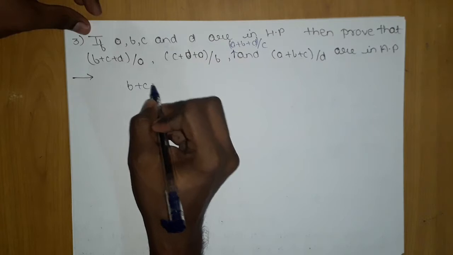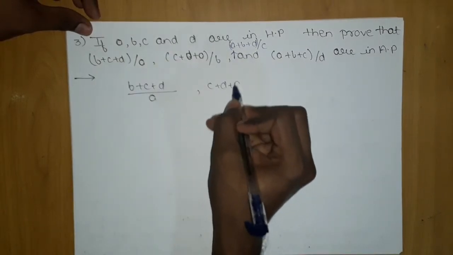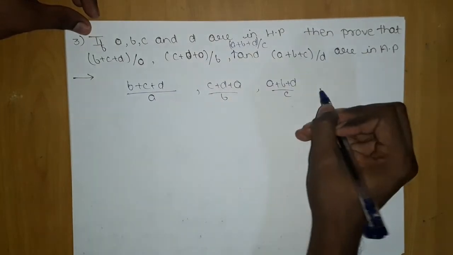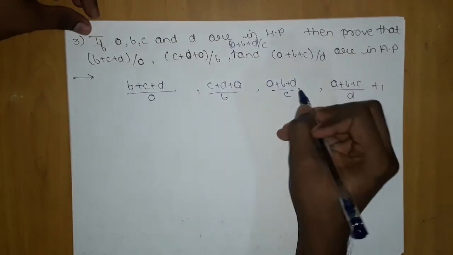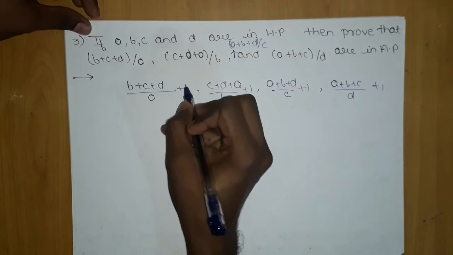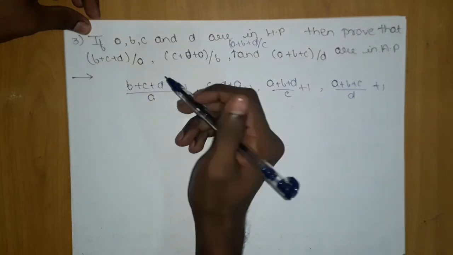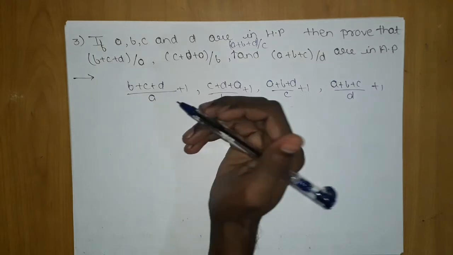Now let me write the things again. (b plus c plus d) by a, comma, (c plus d plus a) by b, comma, (a plus b plus d) by c, comma, (a plus b plus c) by d. Now if I add 1 to all, I can do that. I can add a constant. All the properties of AP are the same as in HP, just keep in mind. One more thing you should know: a, b, c, d should not be 0, because it will become undefined. This is the basic thing which you can already understand.